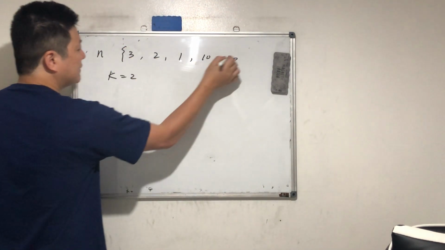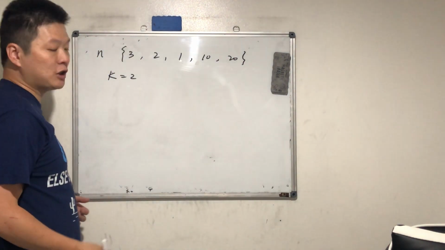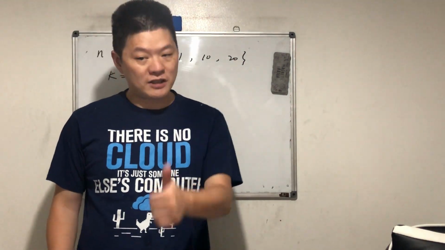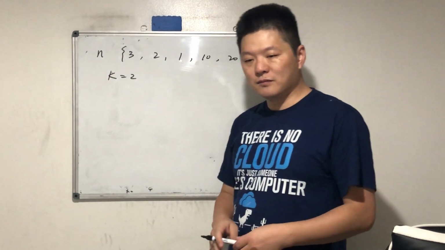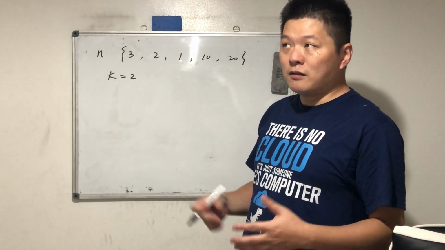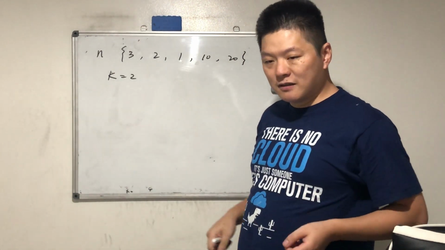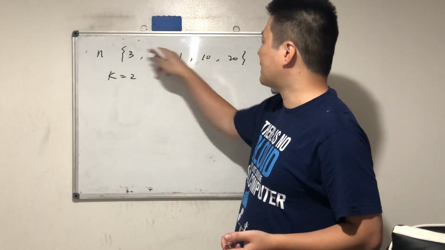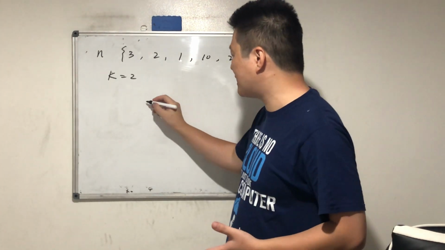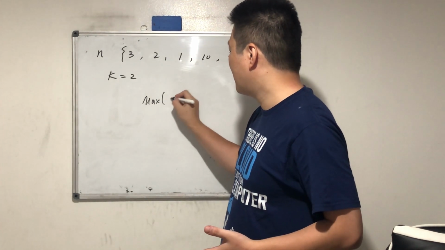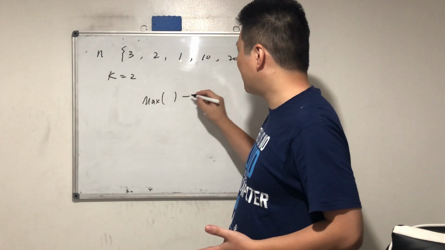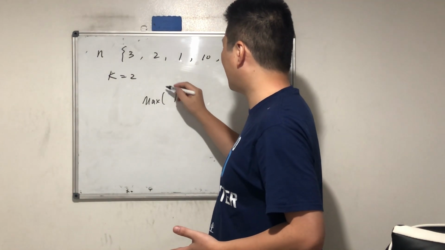Does it have to be in order? Good question. It does not have to be. But what if it is in order? What difference does it make? We want to pick k numbers out of it, and we want to find the maximum minus the minimum of these k numbers.